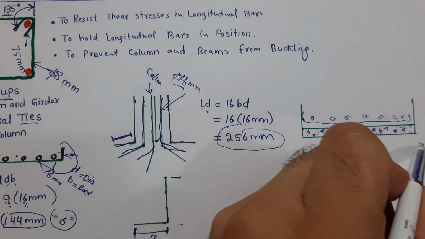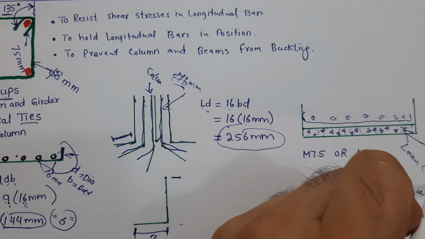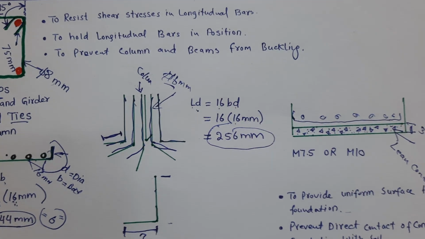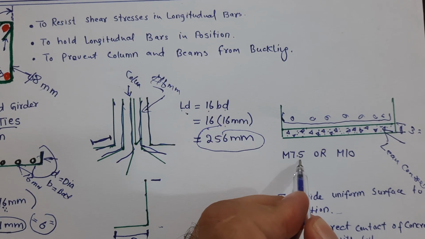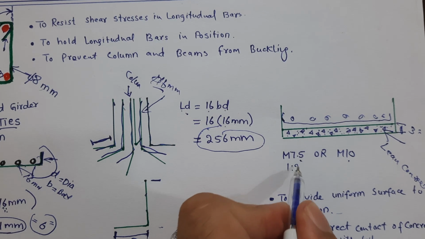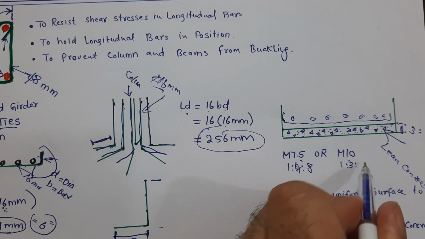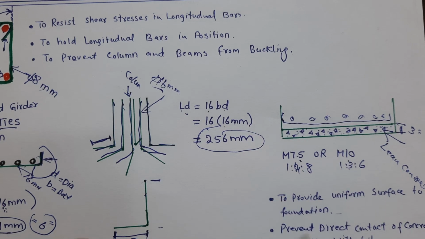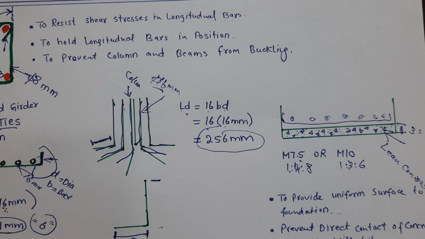Okay, so guys, you can see this is lean concrete. Lean concrete thickness you can keep up to 75 millimeter or 3 inches. Therefore, guys, you can use M7.5 grade of concrete or M10, where M7.5 is 1:4:8 or 1:3:6. 1 part cement, 3 parts sand and 6 parts crushed aggregate. Same, 1 part cement, 4 parts sand and 8 parts crushed aggregate, you can say.